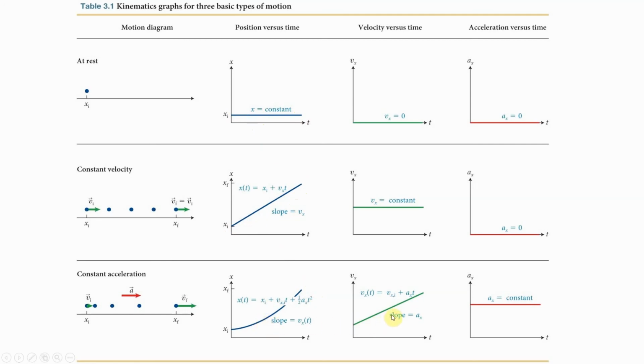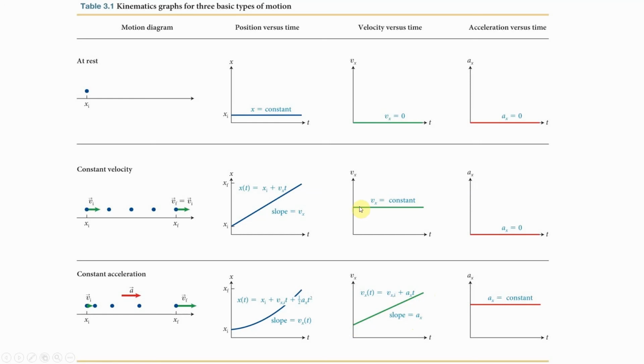For velocity, my velocity is always changing. In this problem, I'm always speeding up. So I start at one velocity. At some time later, I'm at another velocity. Well, that change in velocity with the change in time, that's the definition of acceleration. So here, the slope of this line is just my acceleration.